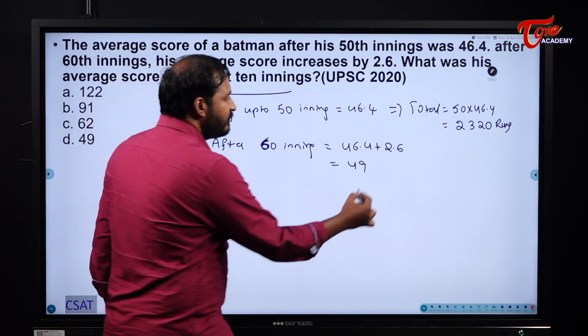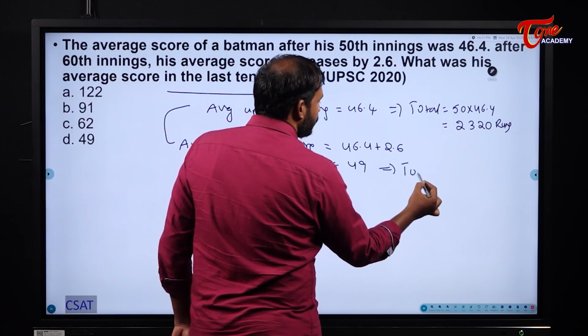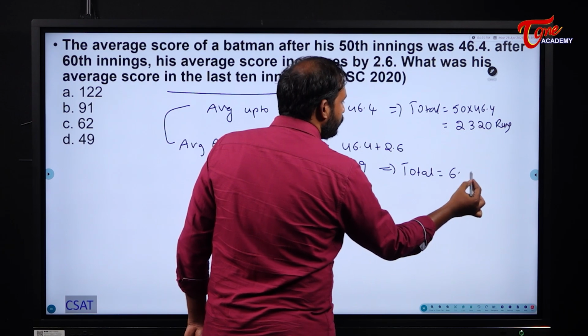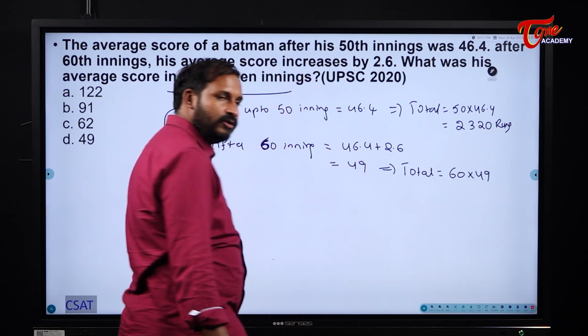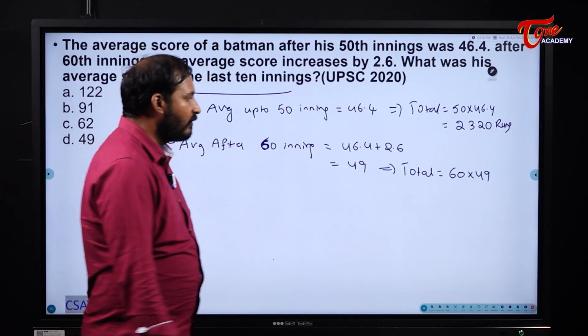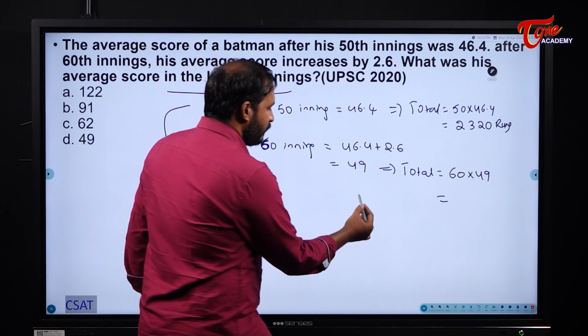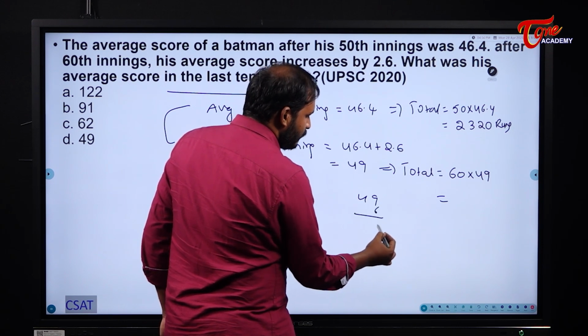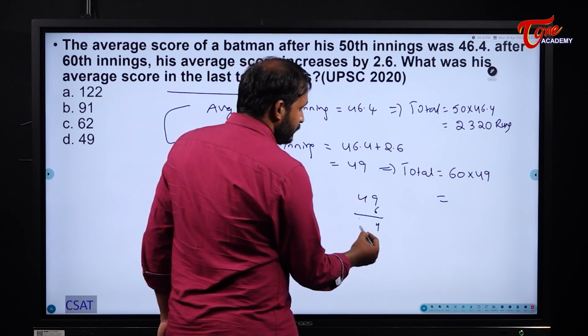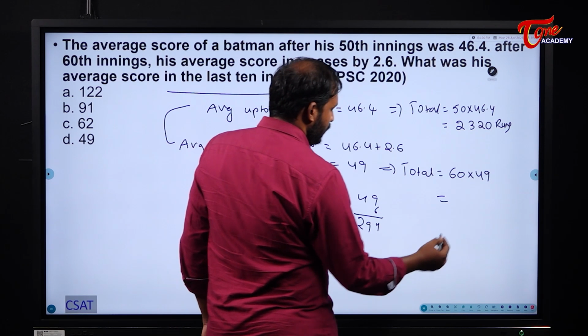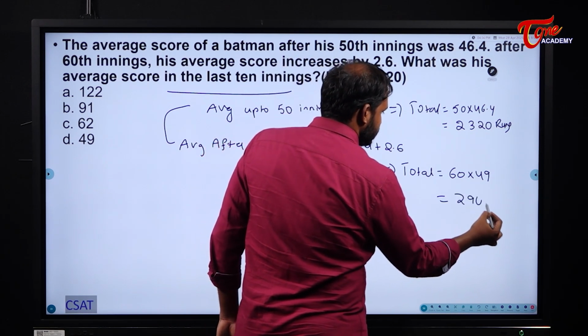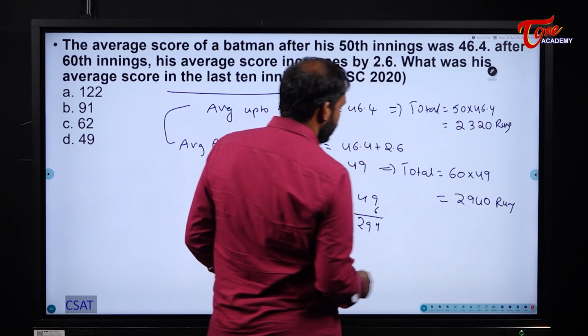Next, average after 60 innings is 49. So what will be the total runs scored by him? Total will be equal to 60 into 49. What is the total runs we will get here? 2940 runs. The runs scored by him was 2940.